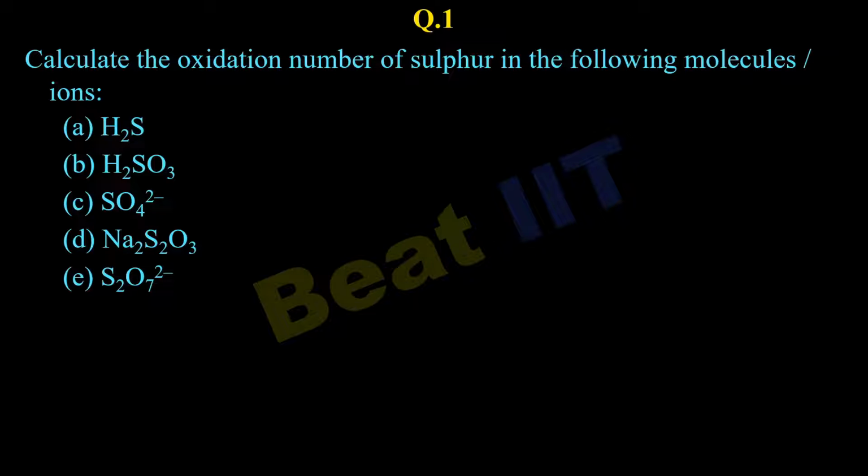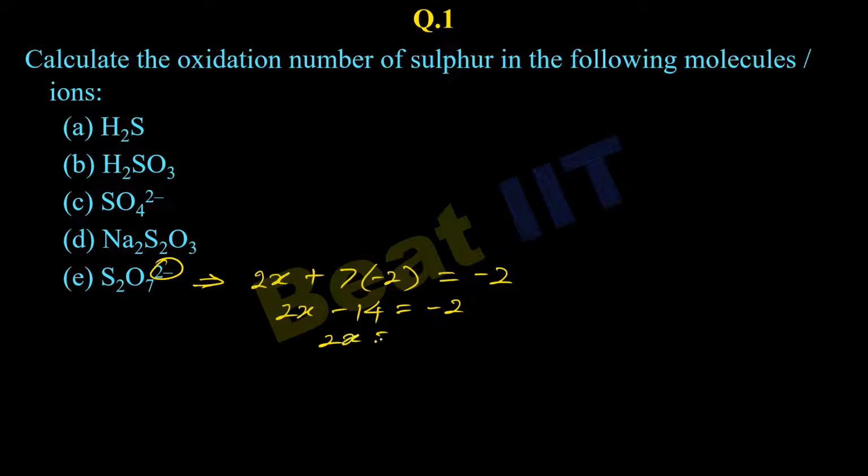Next, S2O7 2-, it is an ionic form. It means whatever is the sum of oxidation states of this part will be equal to the charge, -2. There are 2 sulfurs here. So if the oxidation number of sulfur is X, it will be 2X plus 7 oxygens, 7 times -2, and this will equal the charge, that is -2. So 2X minus 14 equals -2. 2X equals 14 minus 2, that is 12. X equals +6. It means the oxidation number of sulfur in the S2O7 2- ion will be +6.